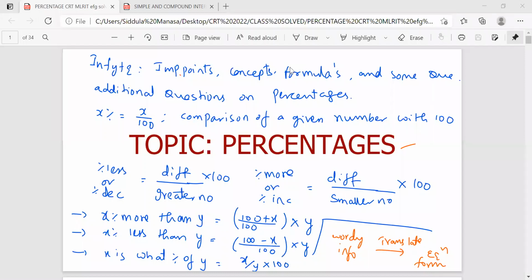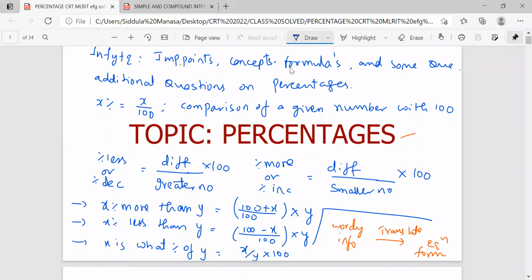So X percentage means you know how to write it, which is nothing but X by 100. Percentage less can also be called percentage decrement, and percentage more can also be called percentage increment. Percentage decrement is difference by greater number into 100. Percentage increase formula is difference by smaller number into 100. And we already discussed that in percentages you need to translate word information into equation form. That is more important in the percentages concept.